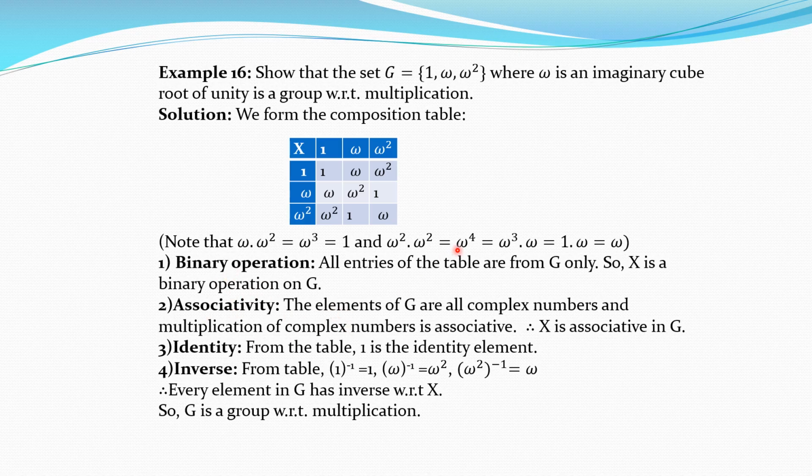Now, all these are complex numbers, and in complex numbers, multiplication is associative. So multiplication in G is associative. Now, the identity element. Again, by observing the table, 1 is the identity element. And from the table, the inverse of 1 is 1. The inverse of omega is omega square. And the inverse of omega square is omega. So every element in G has an inverse with respect to multiplication. So G is a group with respect to multiplication.